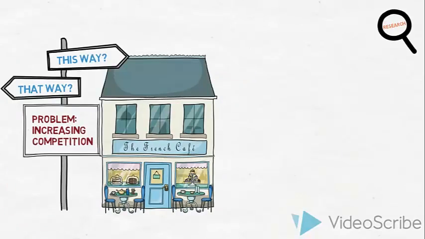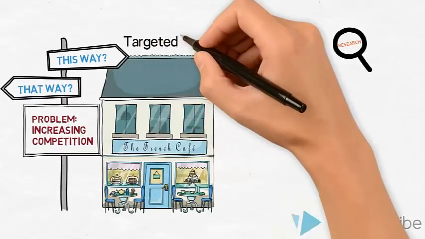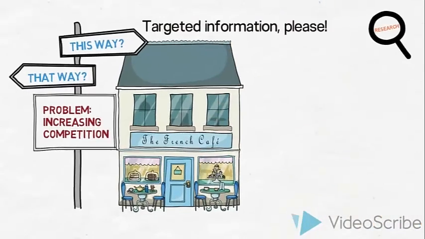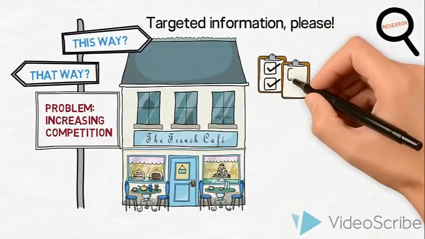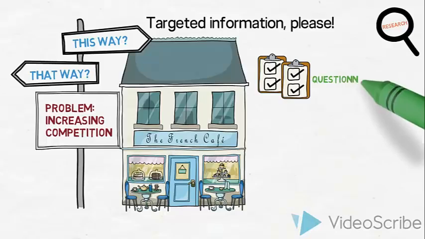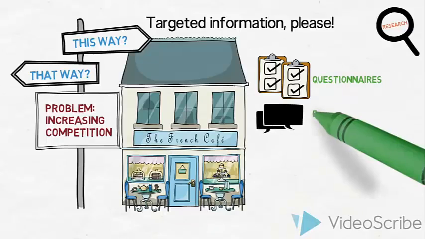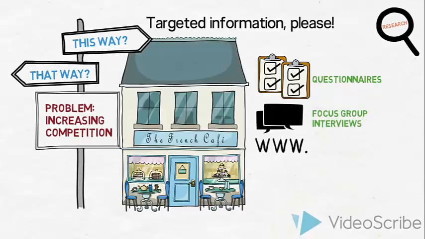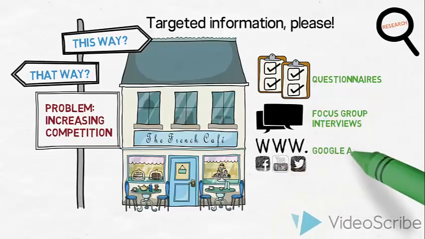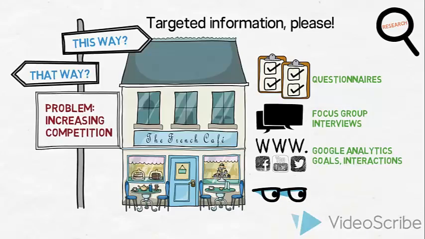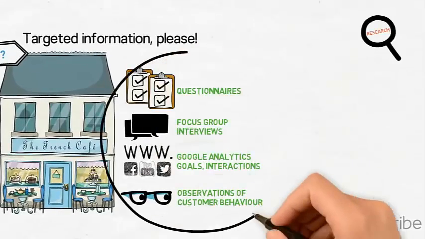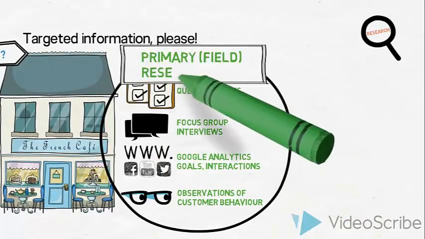Now let us imagine that the French Cafe would like to obtain some information which is targeted specifically at their own information needs. They could design a suitable questionnaire and interview customers. They could invite customers for a focus group interview. They could set up specific goals in their Google Analytics to track on their website how users interact with their online booking feature, and they could track social media interactions. They could also carry out other observations of customers' behavior, both on their website and in their cafe. This type of research is called primary or field research.